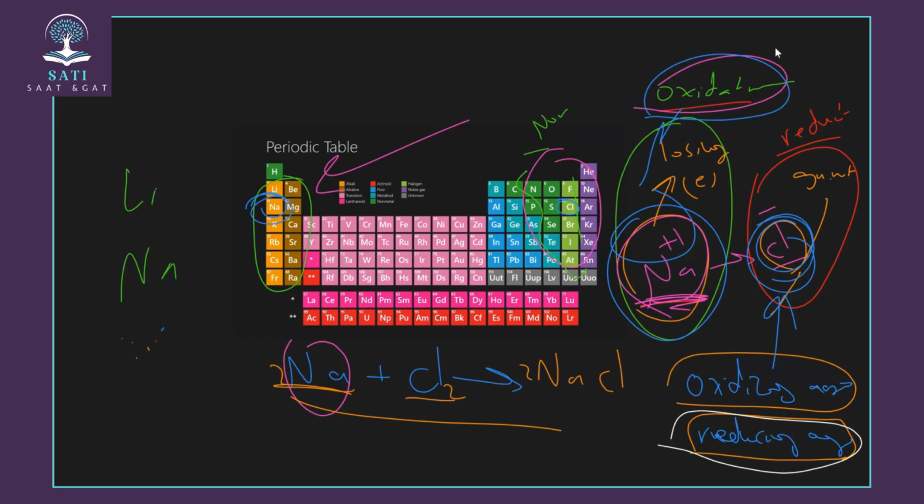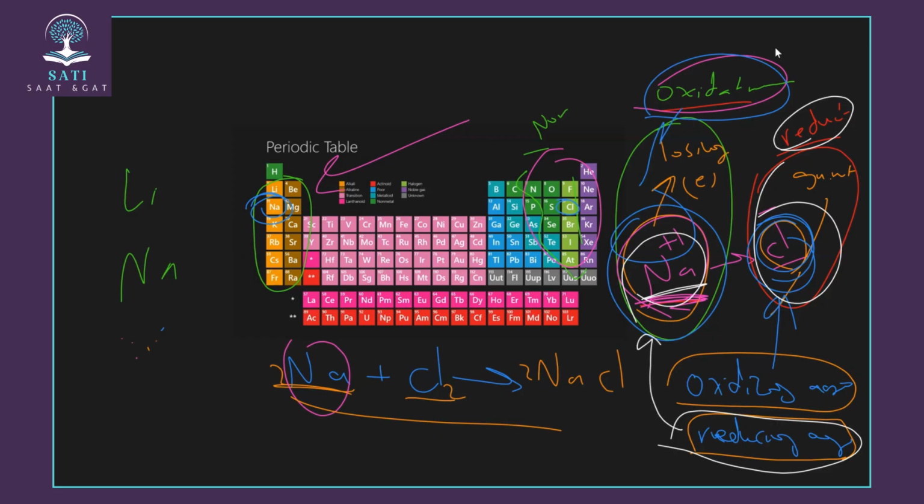Where was the reduction process? The reduction process was for chlorine. So the element that was behind it is sodium. Sodium is the element that was behind the reduction process, which means it was responsible for it. This reduction happened for chlorine, and what was responsible for it is the sodium. So sodium is the reducing agent.